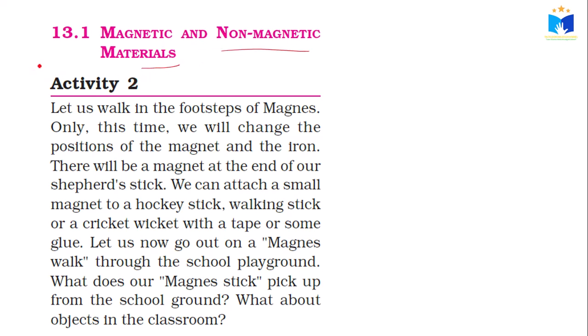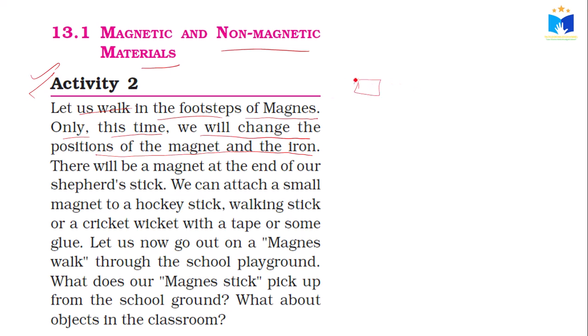In this we are going to see Activity 2: Let us walk in the footsteps of manganese. Only this time we will change the position of the magnet and the iron. So we are going to observe the footsteps of manganese, changing the position of the magnet and the iron.